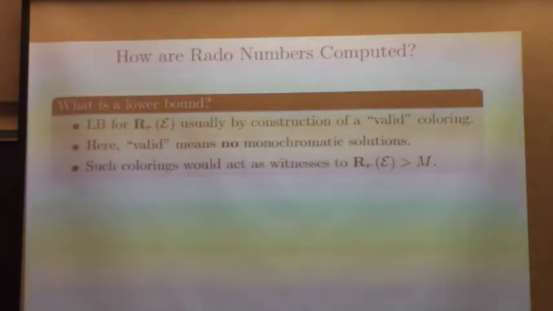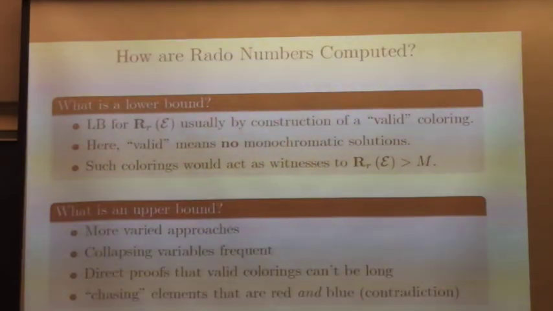So I'm going to say a little bit about how these numbers are proved and then talk about what we've managed to prove. To make a lower bound, what you do is you exhibit a coloring, which I'll call valid, which has no solutions that are monochromatic. And that means the Rado number has to be at least as big as that plus 1. That seems relatively easy in the sense that if I give you this coloring, you can check it yourself. We can agree right away whether that's true or not. Upper bounds are a little bit more elusive.